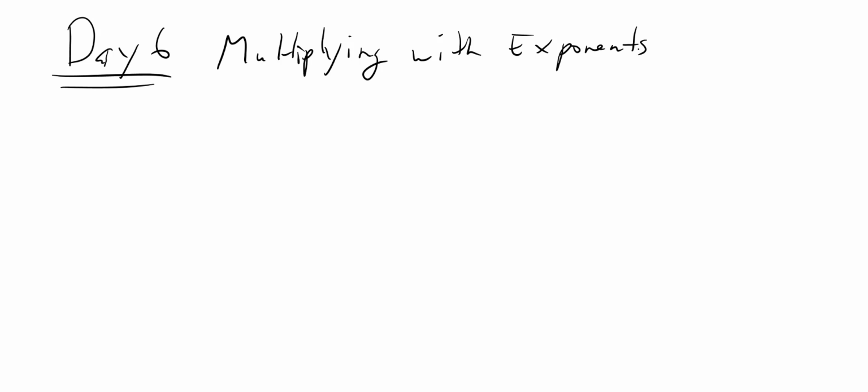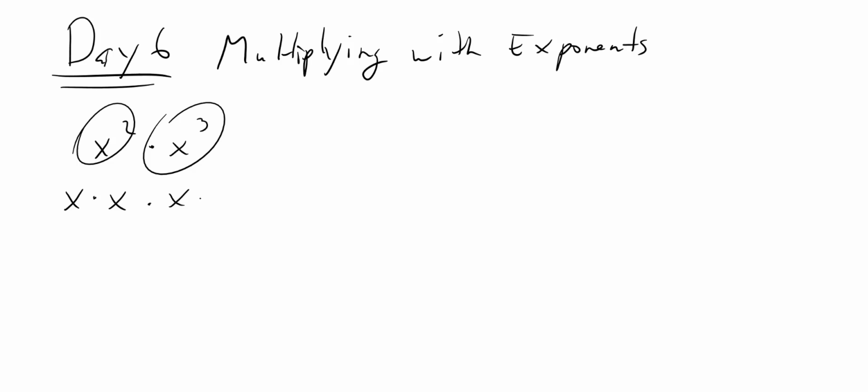Okay, so let me just give you a basic problem here. If I said x squared times x to the third. Well, remember, if I wrote x squared, I can write that as x times x, right? And then x cubed, I can write as x times x times x. Well, how many x do I have? I have 5. So 1, 2, 3, 4, 5. And so our exponent is going to be x to the fifth.